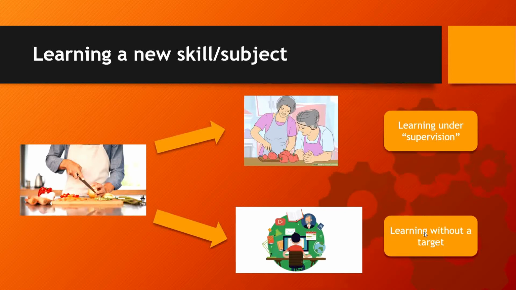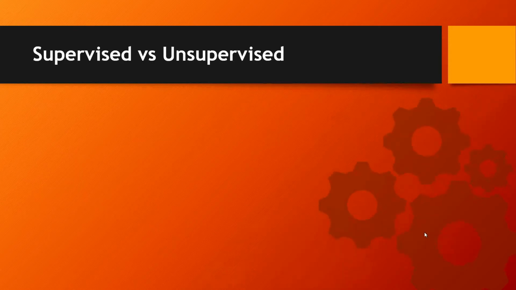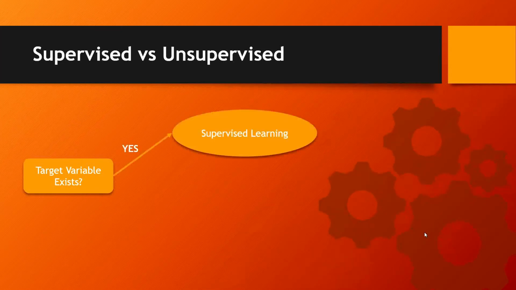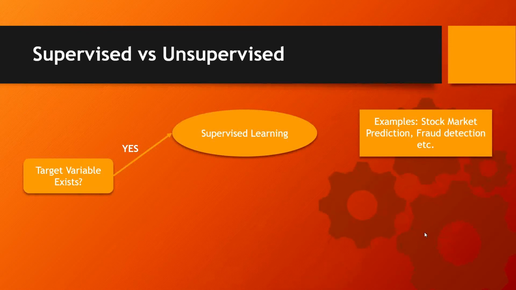Okay. So when it comes to machine learning, the problems can also be classified in a similar manner. If a target variable exists, it is called supervised learning. As we were speaking about learning under supervision in the previous slide, if a target variable exists, it is called supervised learning. Examples of this can be prediction of a stock price in the stock market, fraud detection in credit cards, and so on.